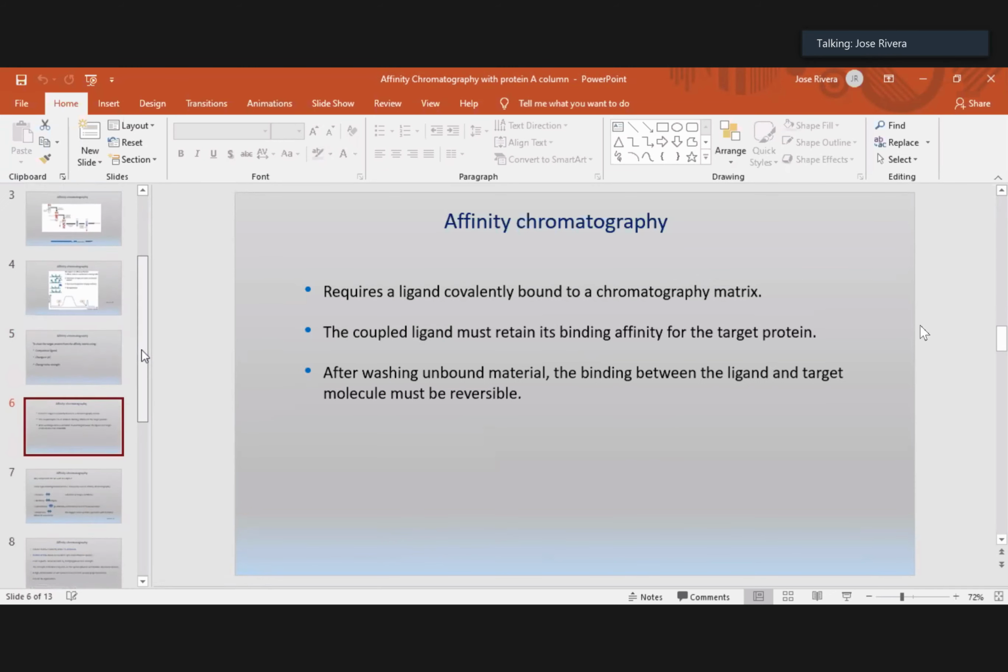Okay, so some of the requirements for affinity chromatography: I already mentioned that you require a ligand that has a covalent bond to the bead or to the chromatography matrix. When I say bead, I really mean the chromatography matrix. That's the name given to it. But again, these are spheres made out of a compound that doesn't react with proteins. And then you link your ligand to the beads or to the matrix. It's called a matrix.